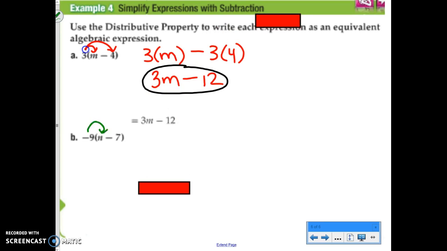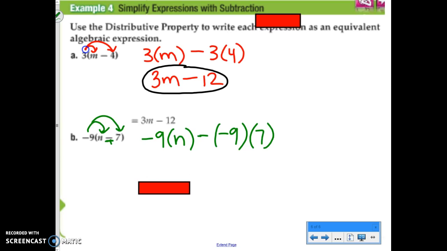Over here, I've got a negative 9 that I'm distributing to both terms inside of the parentheses. So I get negative 9 times n. And I am subtracting. Don't forget to carry this all the way over here, okay? And just erase that so we've got room to write now. Minus negative 9. Always isolate those negative integers in parentheses. Times 7.